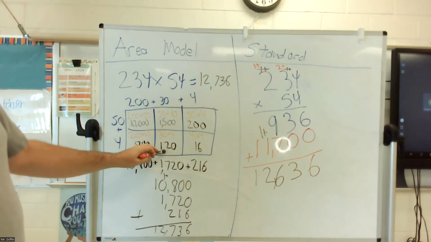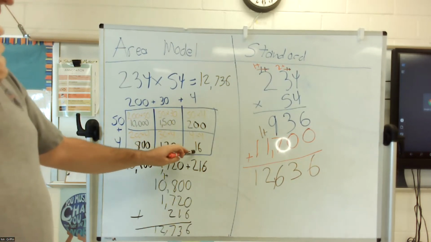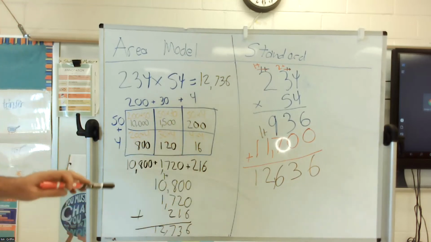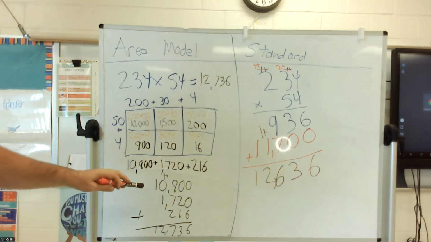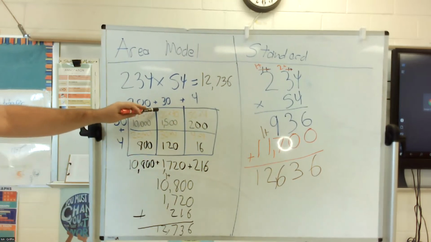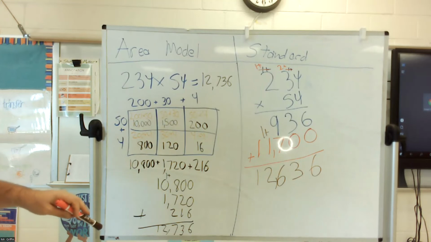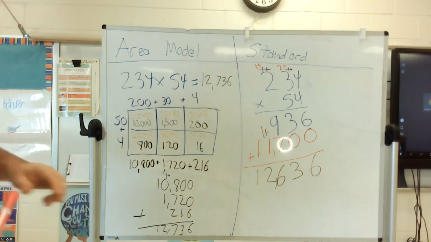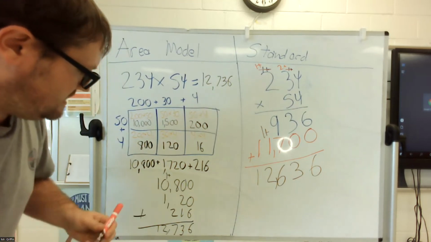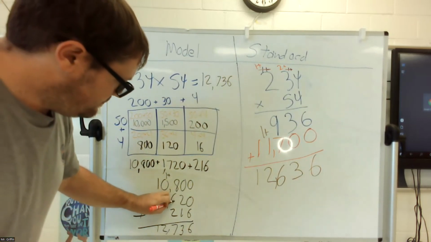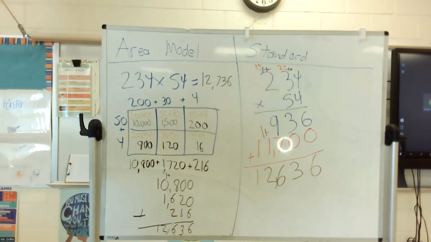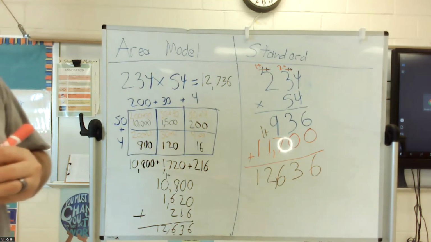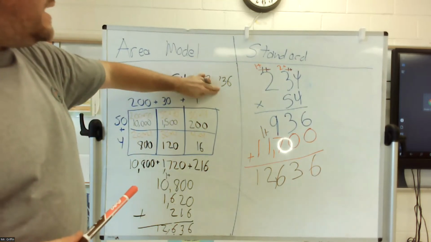So 936. So let's check my addition. I think I see my mistake right here. This should have been a 6. And a 6. So 12,636. So that is my actual answer.